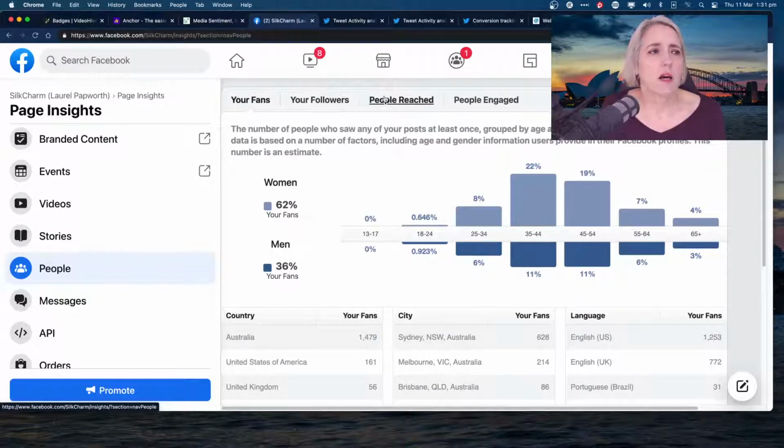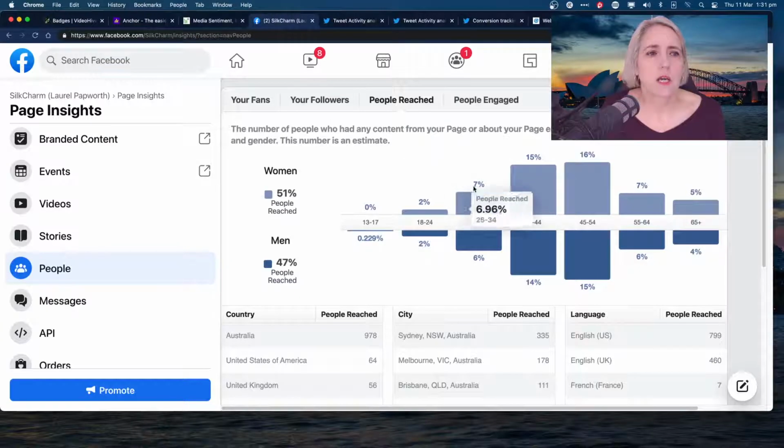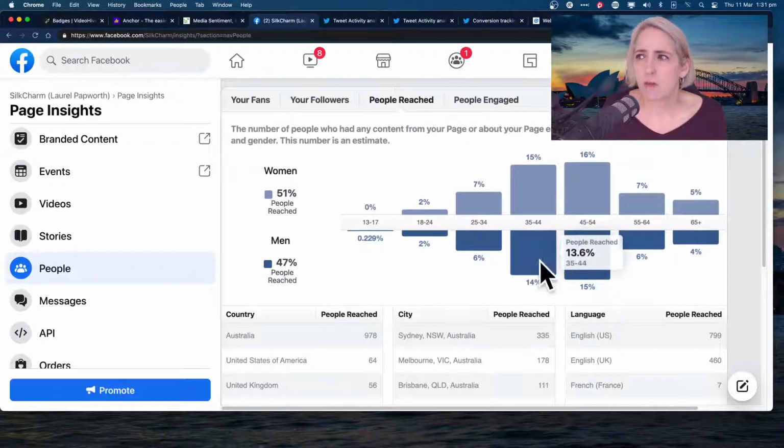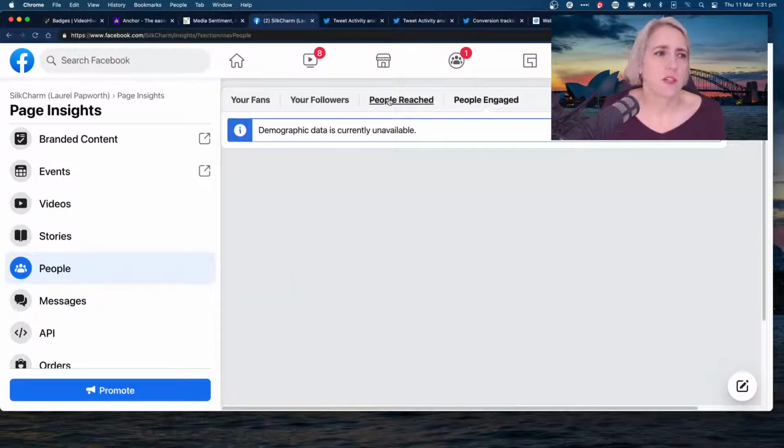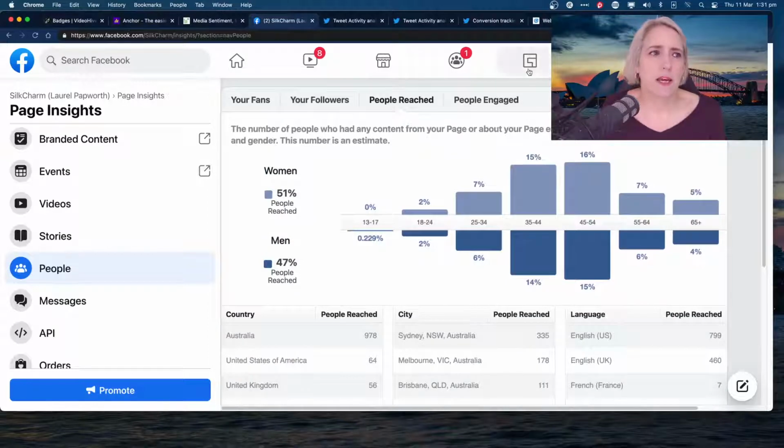If I go to my people reached, it's a little bit more heavy on the men. And then people engaged, this often happens for me, on really, really busy pages, these are all filled out. But this is just one that I think I actually have on this page, this is just for me to teach people. And then every so often I post things up like blah, blah, blah. And people are asking me, why did you write blah, blah, blah? I'm teaching. So at least I get engagement.